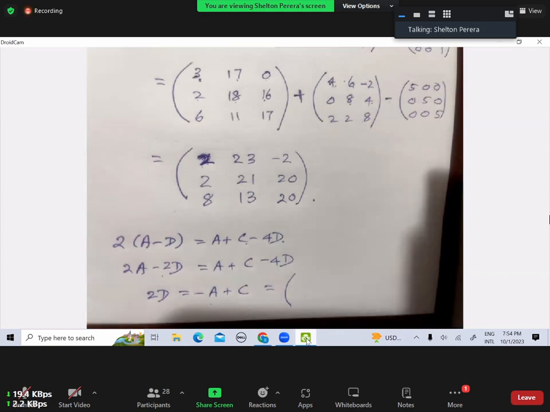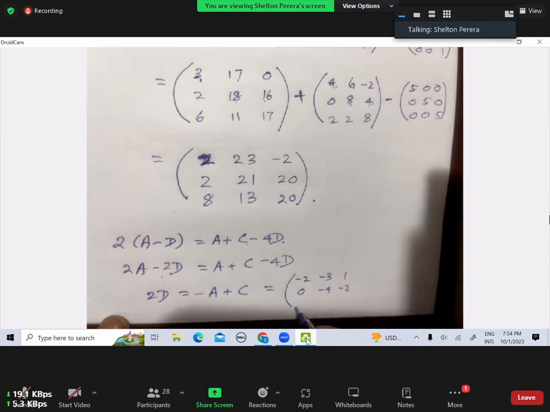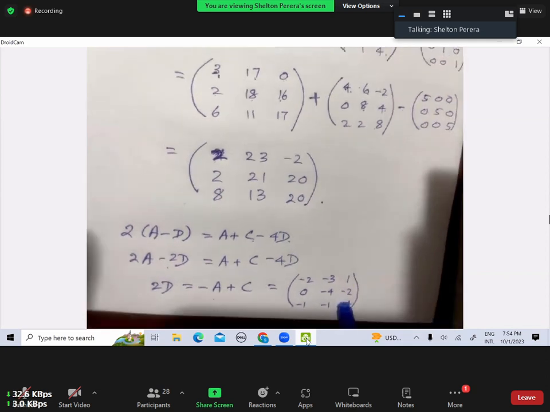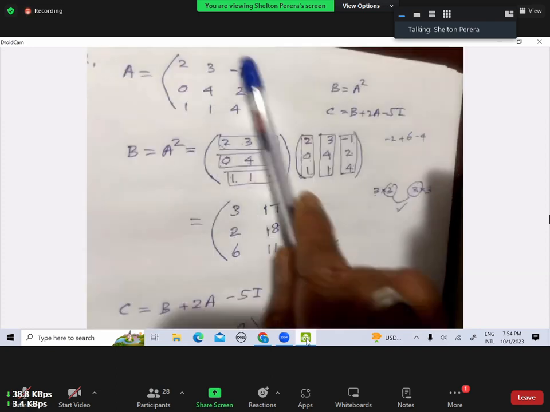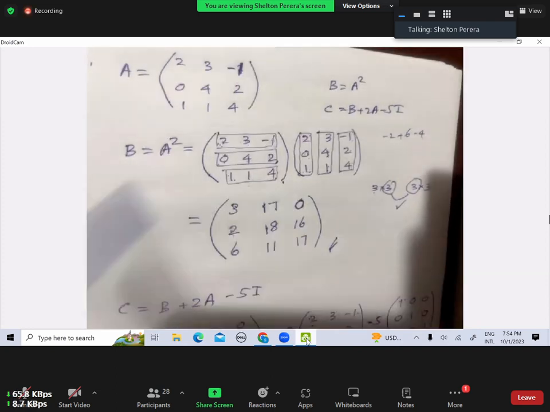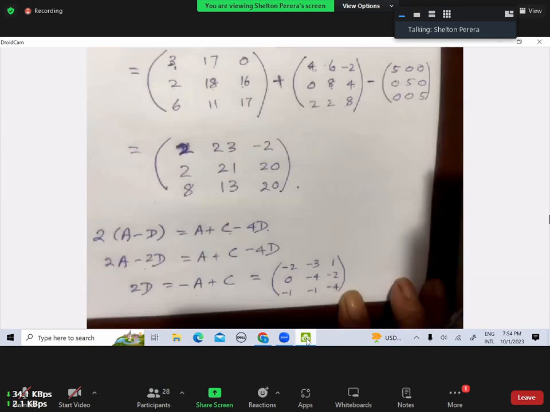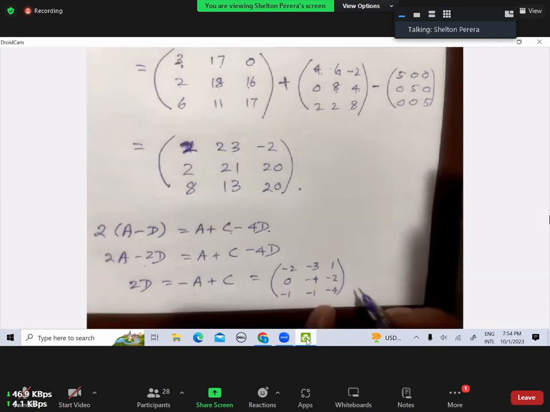Negative A would be negative 2, negative 3, positive 1, 0, negative 4, negative 2, negative 1, negative 1, negative 4. See whether you understand what I did. Negative A, how did I get it? A is given. I just change the signs, multiplying every entry by negative 1. So that is your negative A. Negative A plus C. What is C? C is here, so just copy that down.